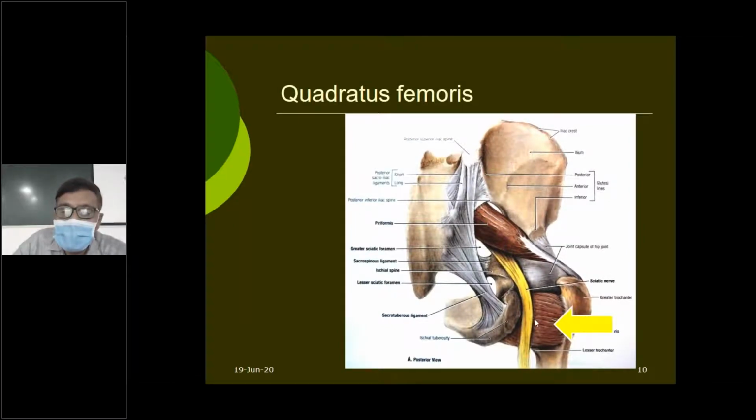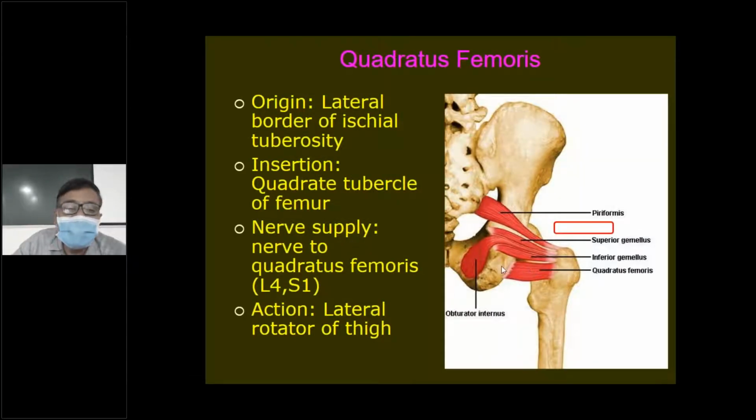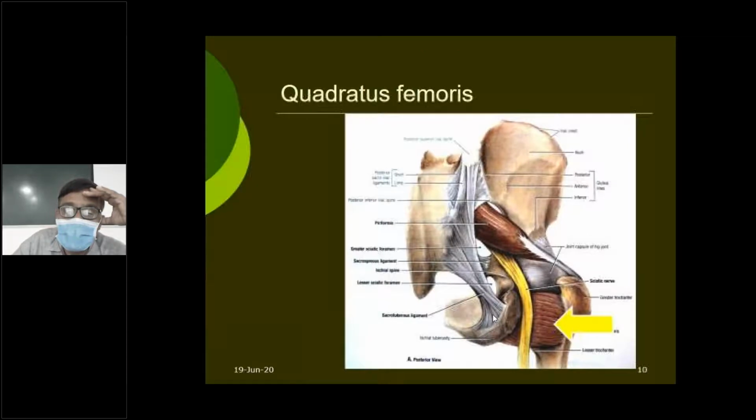Now we will learn the fifth small lateral rotator, quadratus femoris muscle, this one. As you can see, it is a quadrangular muscle. It is crossed by the sciatic nerve here in this picture. Quadratus femoris, not quadriceps, be careful. It extends from the ischial tuberosity to the greater trochanter. So origin, lateral border of the ischial tuberosity, here, here, or here inside.